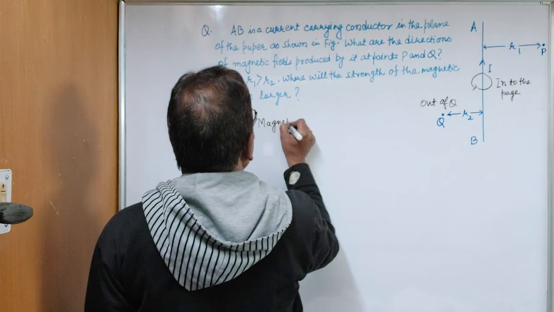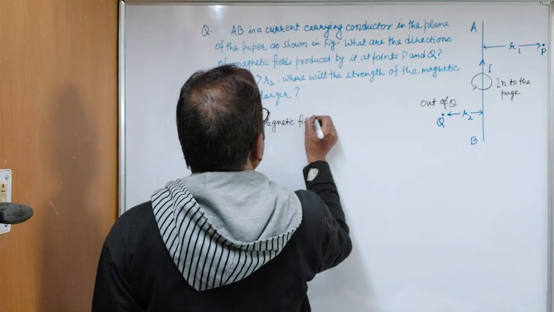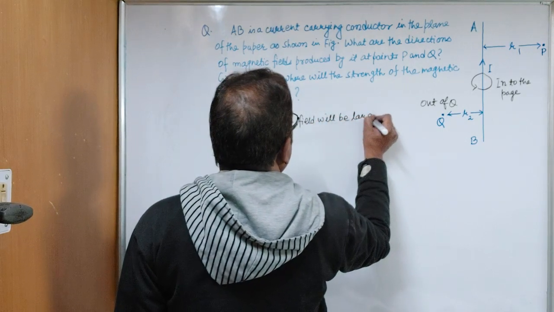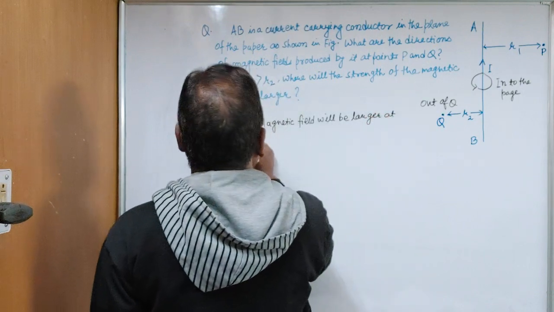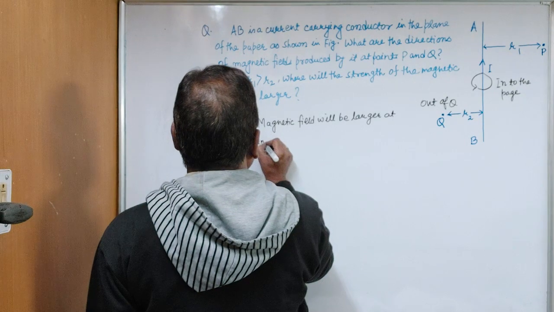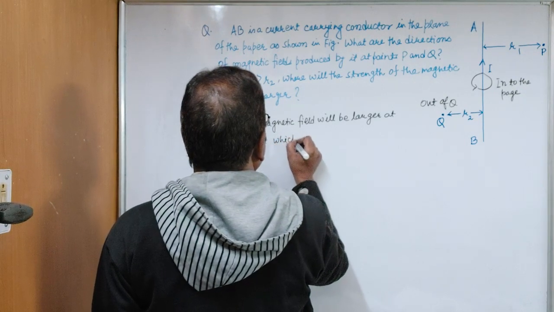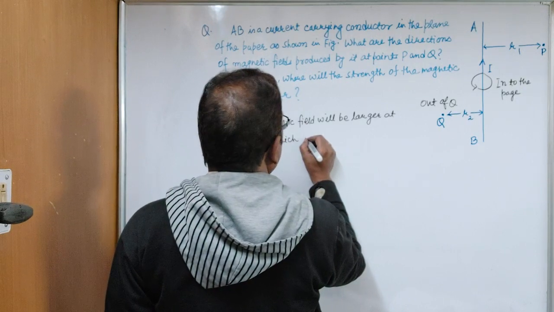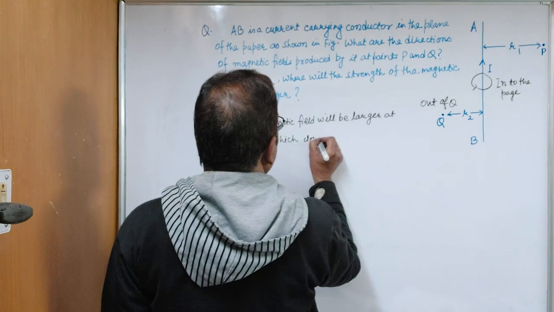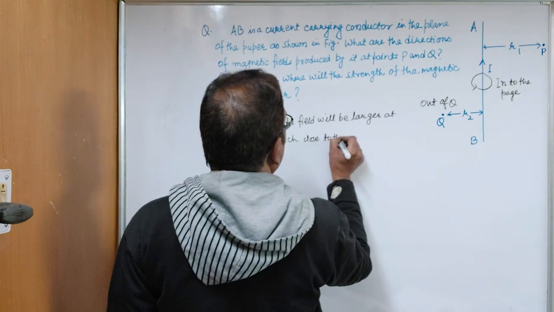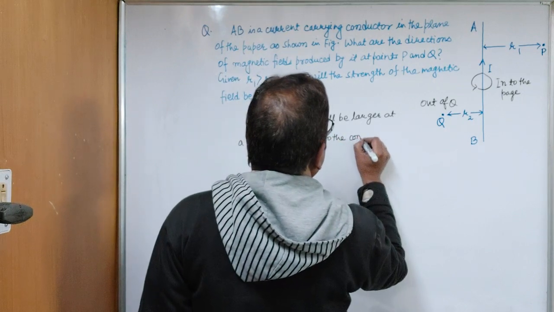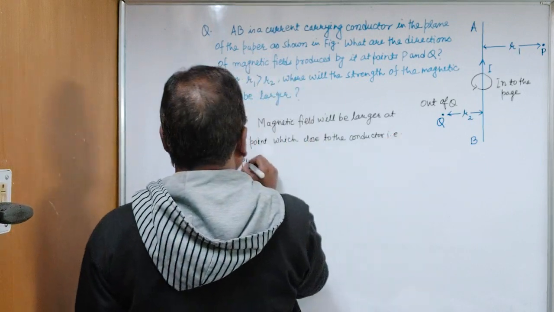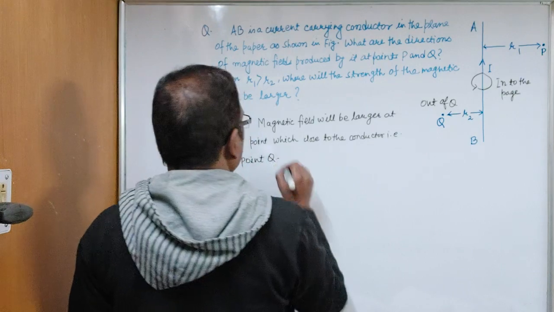Magnetic field will be larger at a point which is close to the conductor, that is point Q.